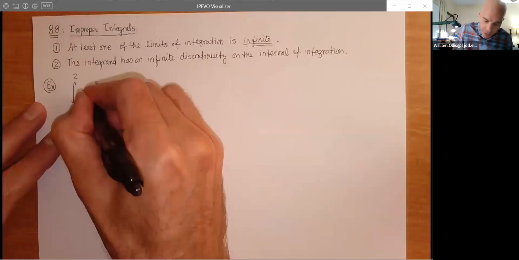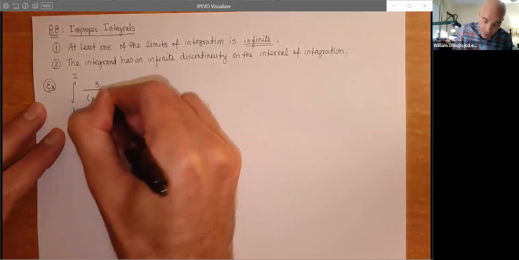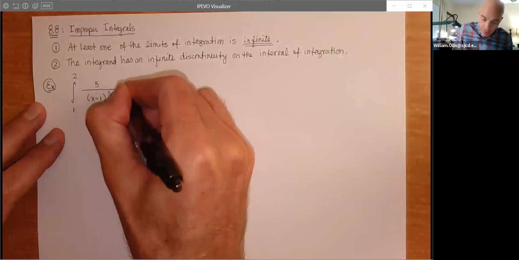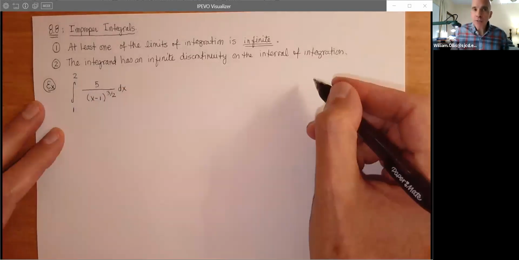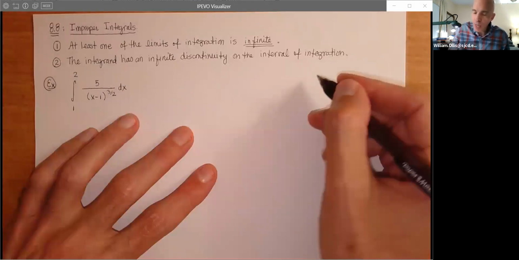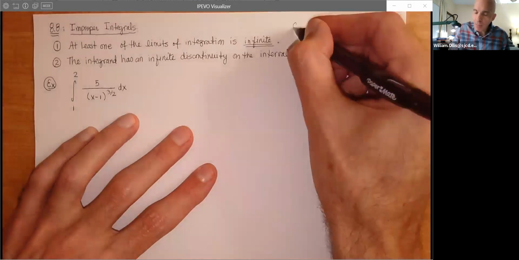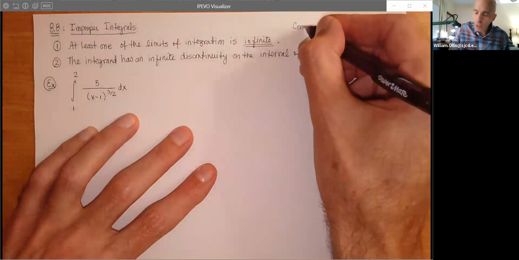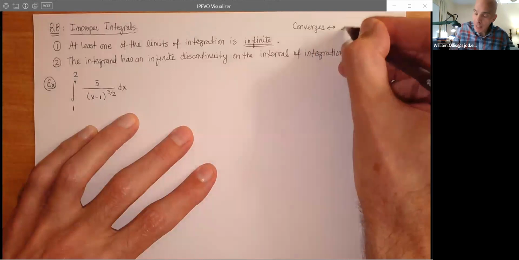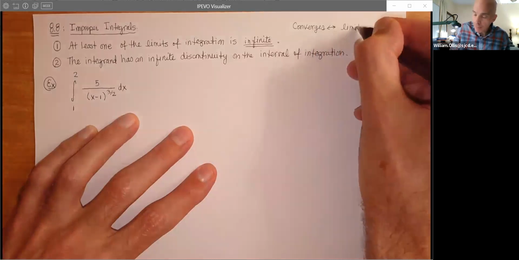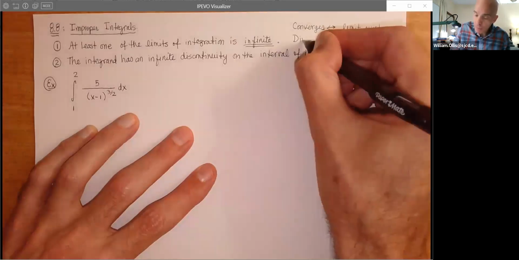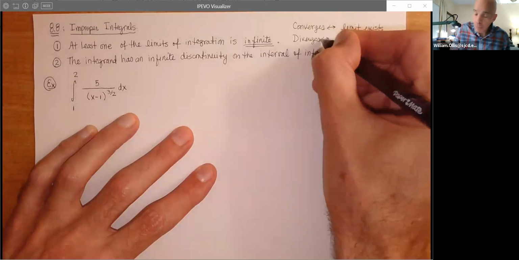And so what we're going to do, ladies and gentlemen, is we're basically going to compute a limit. And so with the theory of limits, either the limit will exist or it won't. So for instance, we will say that the improper integral converges if and only if the limit exists. And then we'll say it diverges if the limit does not exist.